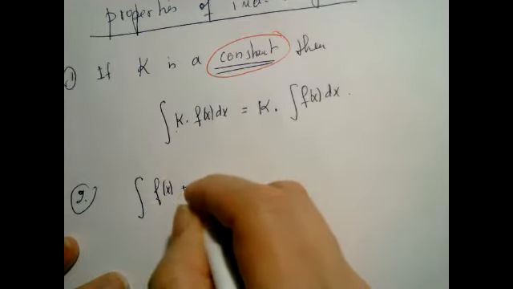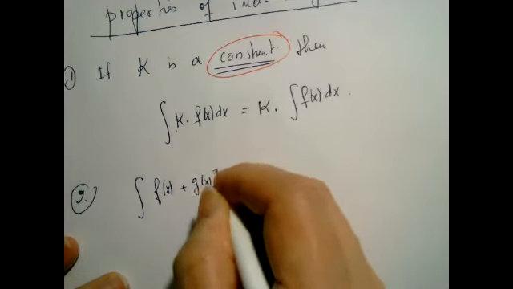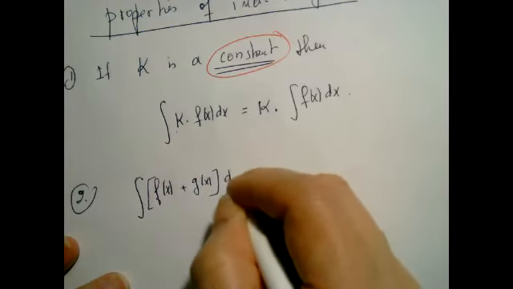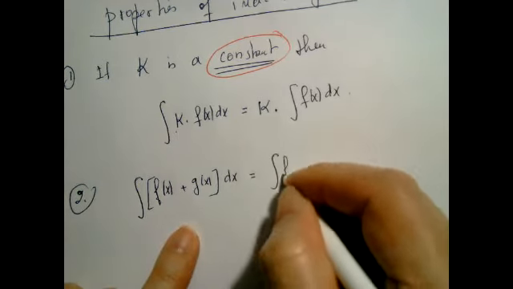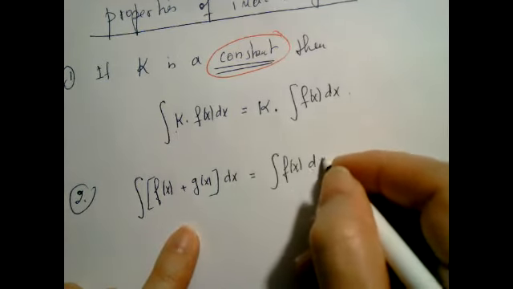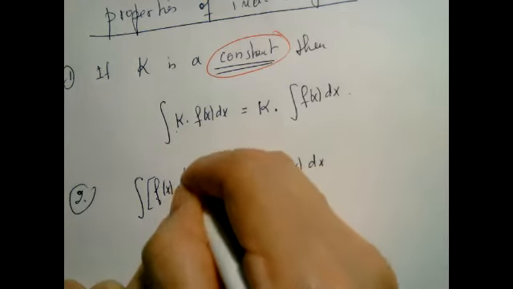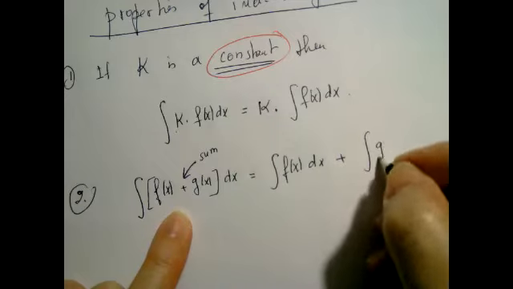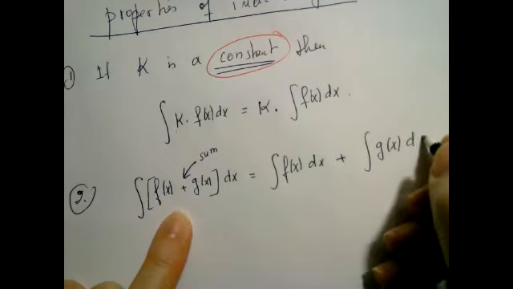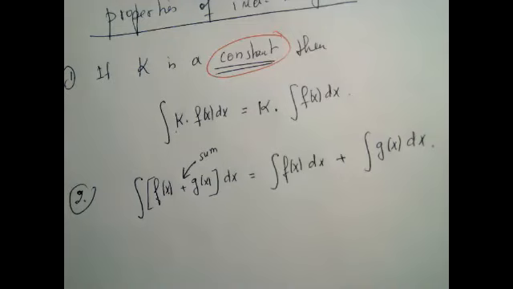If you're adding two functions, so you have f plus g, the antiderivative of the sum is the sum of the antiderivatives. It means if you have a sum, you can break it up. These are the properties. So we can break a sum, only a sum.